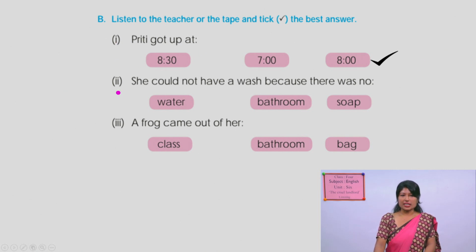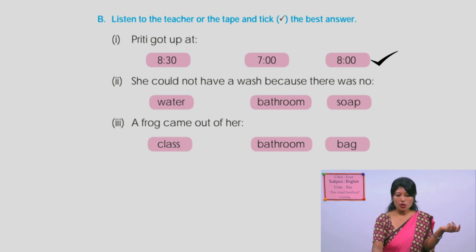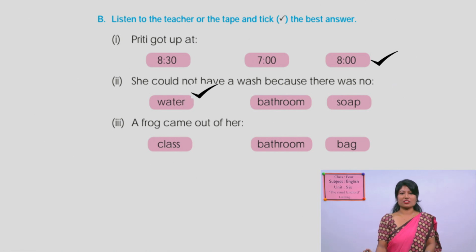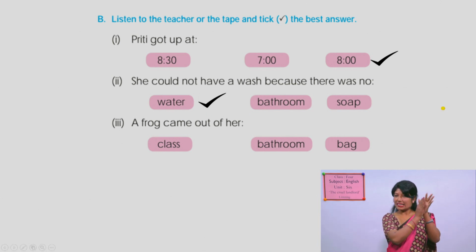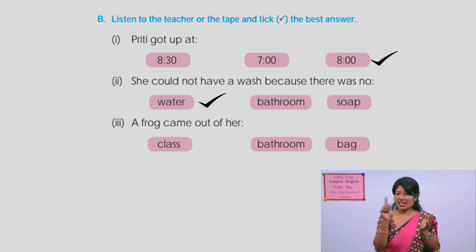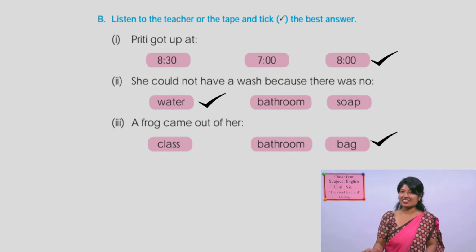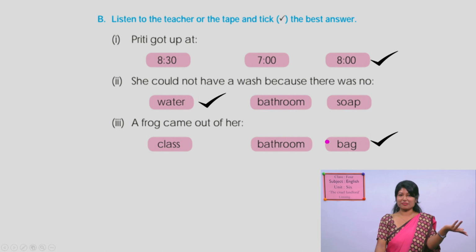Now let's move to the second question. She could not have a wash because there was no what? There was no, yes, water. There was no water. So let me clap for those who ticked water. Next, number three. A frog came out of her, so what? Was it class, bathroom or bag? Yes, the right answer is bag. A frog came out of her bag.